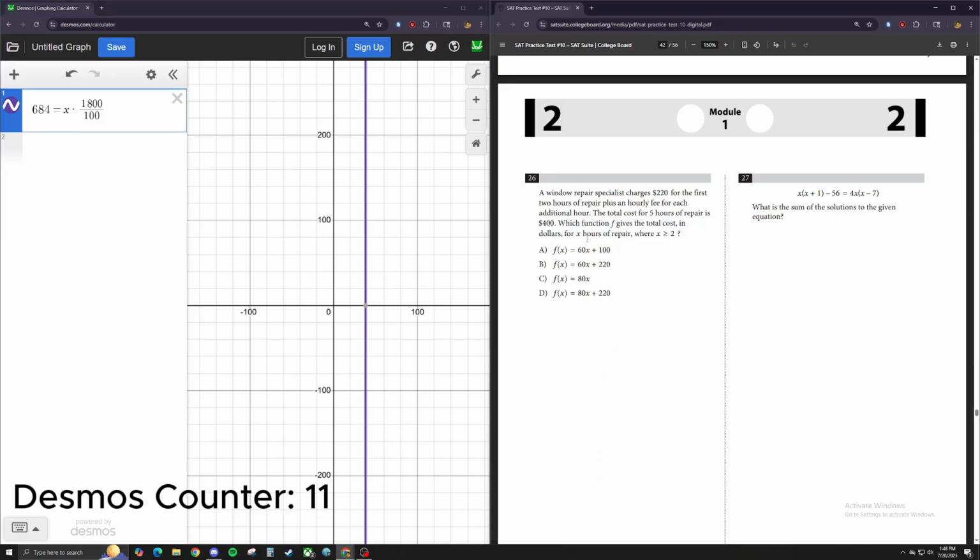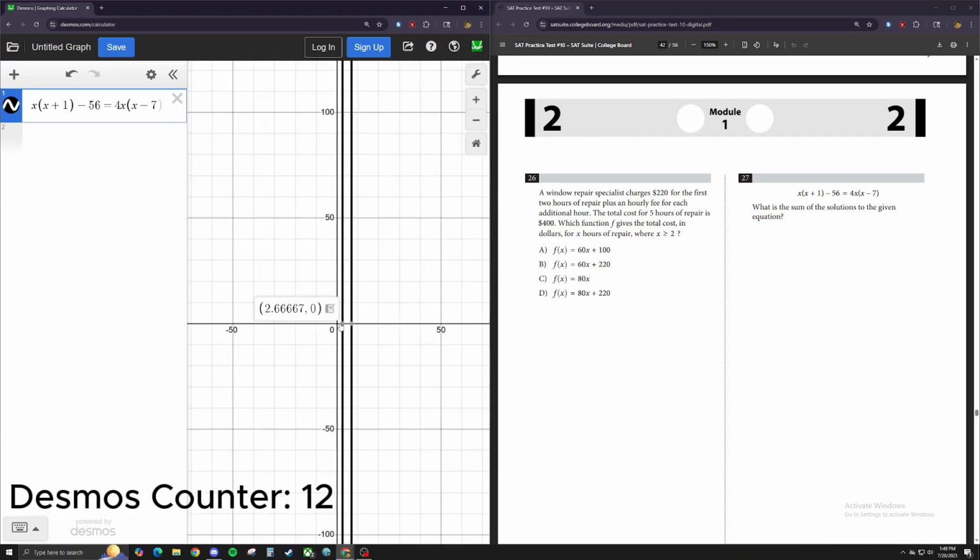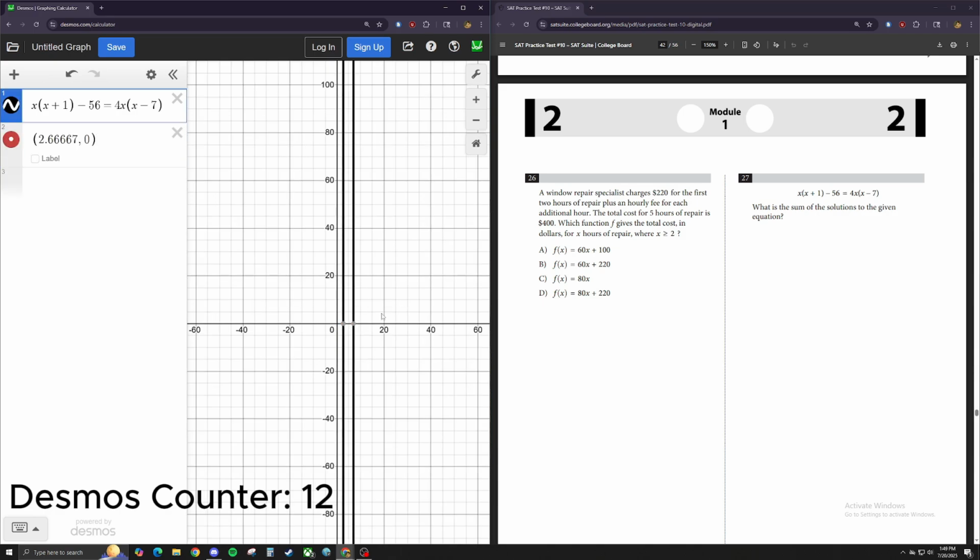This one is asking what kind of equation will match this scenario. Can't really have Desmos help you there. So, okay, what is the sum of the solutions? Again, put that into Desmos. Okay, there's two right here. This is an answer choice, and this is an answer choice. It's asking what is the sum. So the sum is 2.6667 plus 7, and you can turn it into a fraction.